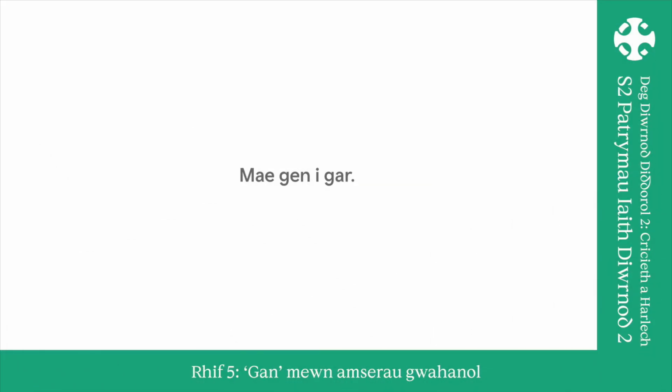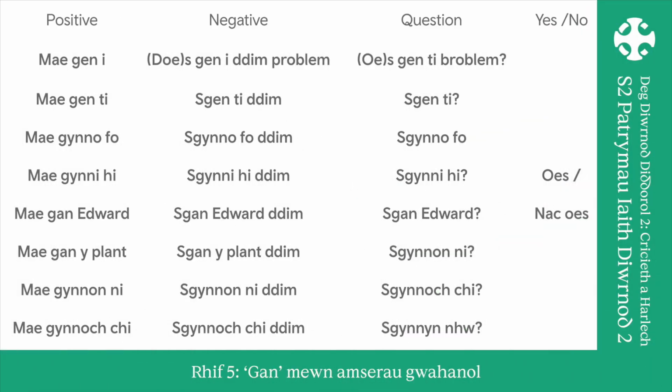The word gan, when used with the verb bod, to be, indicates possession, something that you actually have. So in the present tense in Welsh, to say I have a car, you would say mae gen i gar. Here is the table for gan in the present tense.